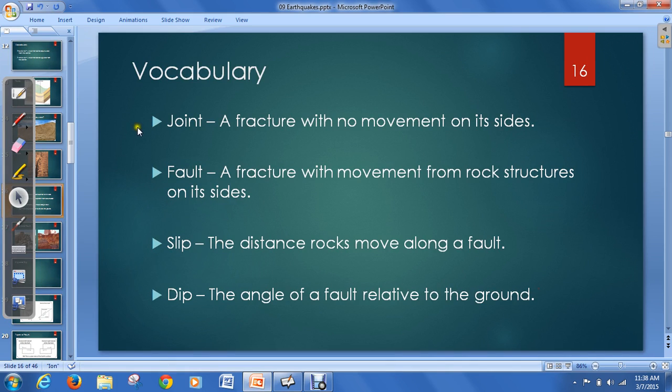Okay, so we're going to want to know what a joint is: a fracture with no movement on its sides. A fault is a fracture with movement of the rock structures on its sides. And then there's the slip of a fault, which is the distance the rocks move along a fault. And then there's the dip of the fault, which is the angle of a fault relative to the ground.